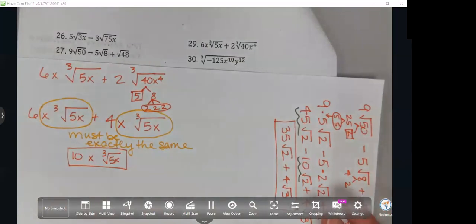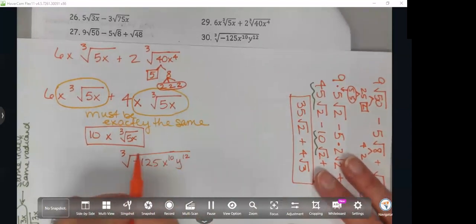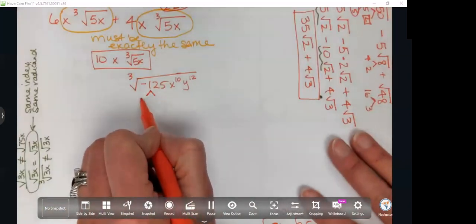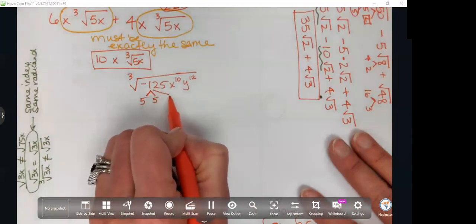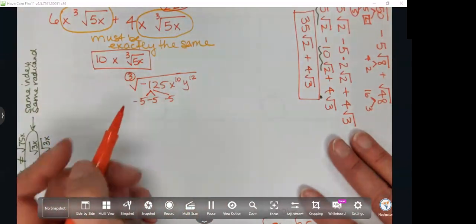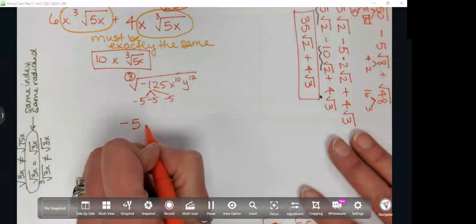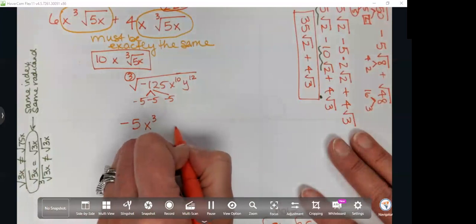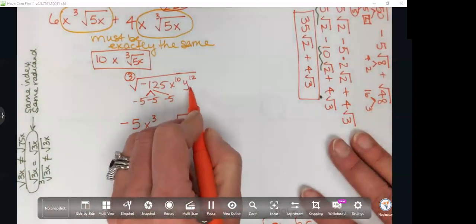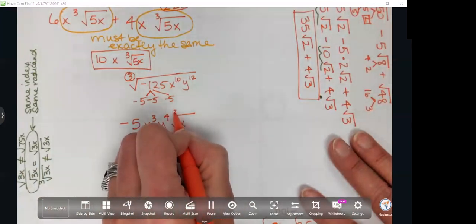Last in this section, we've got the cube root of negative 125, x to the 10th, y to the 12th. This is easy compared to the ones that we've just been doing. This, of course, is 5 times 5 times 5, but not just 5, but negative 5. And keep in mind, since we have an odd index, we can have a negative. So we pull the negative 5 out. 10 divided by 3 is x to the 3rd power with 1 left over. And 12 divided by 3 is 4 with none left over.